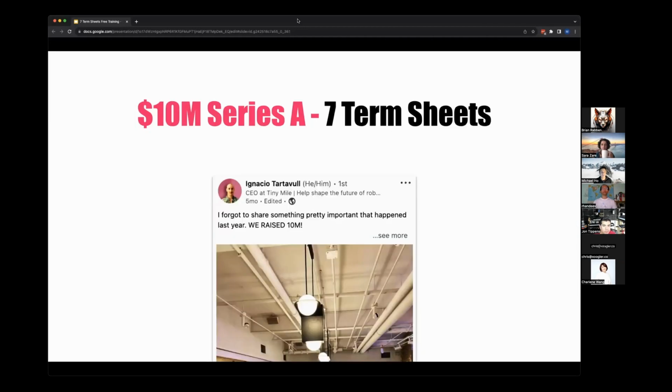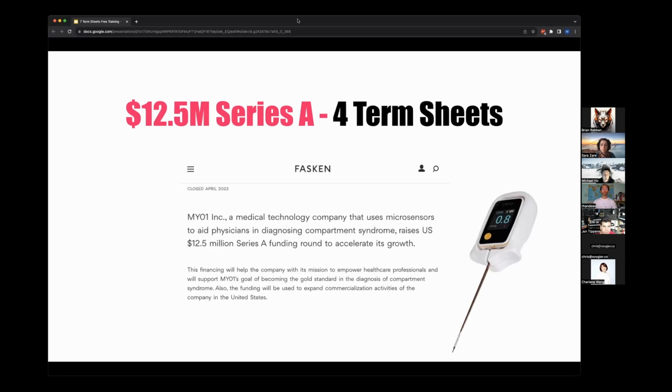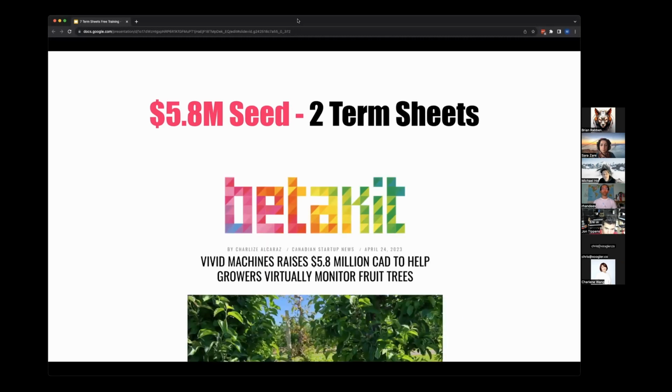and how to run and execute an actual fundraising process. So the 4 rounds we're going to go through are Tiny Miles' $10 million Series A, on how I helped them architect it so they got 7 term sheets in their Series A. Mile 1, how we helped them get 4 term sheets for their Series A. And Vivid Machines, how we helped Jenny get 2 term sheets for her $5.8 million Series A. Mile 1 and Vivid Machines closed this year, I guess in April, so they were run in this economic time.